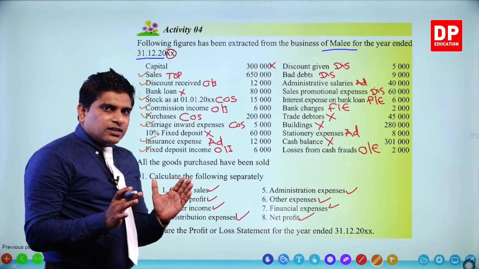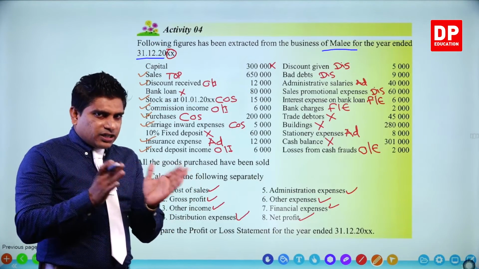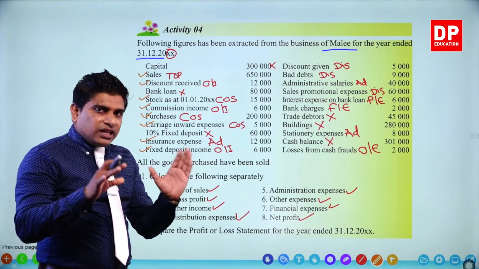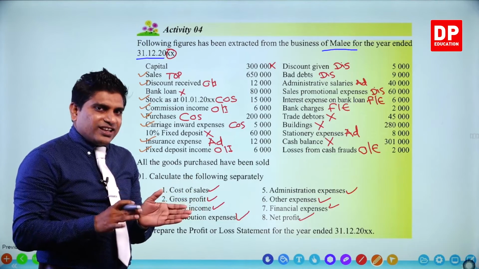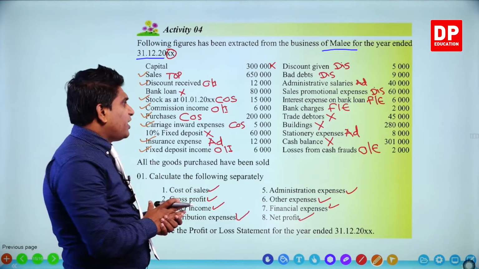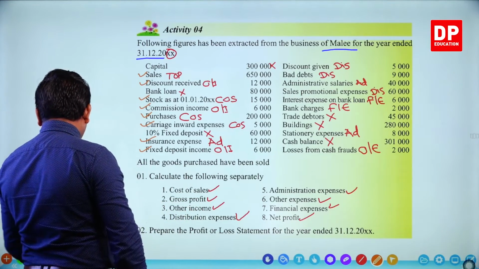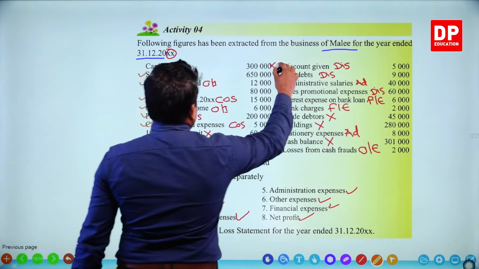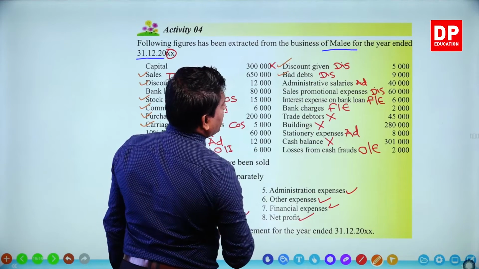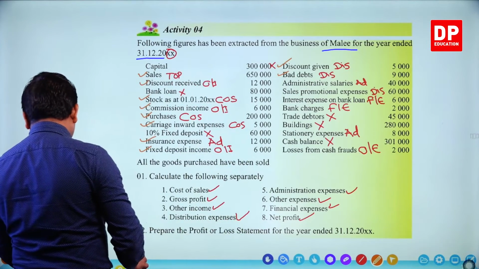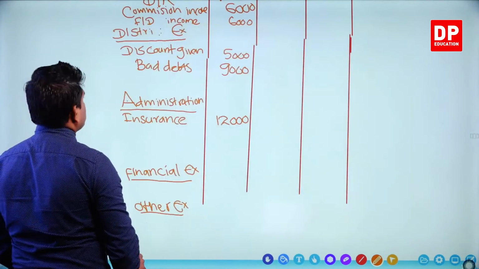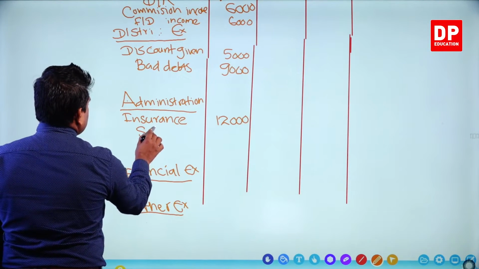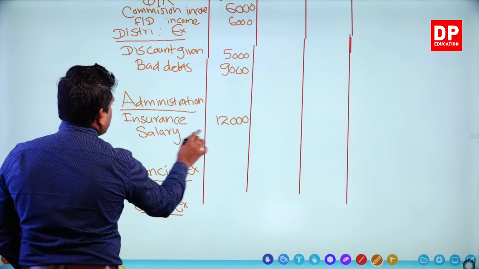If you forget where to put these items, you can refer to the textbook format. In the format they have given everything, all the expenses go under a category. Bad debts are distributed in the expense category, right? Now we have taken all this. Then administrative salary 40,000. You put salary, it's enough. Salary 40,000. Okay.